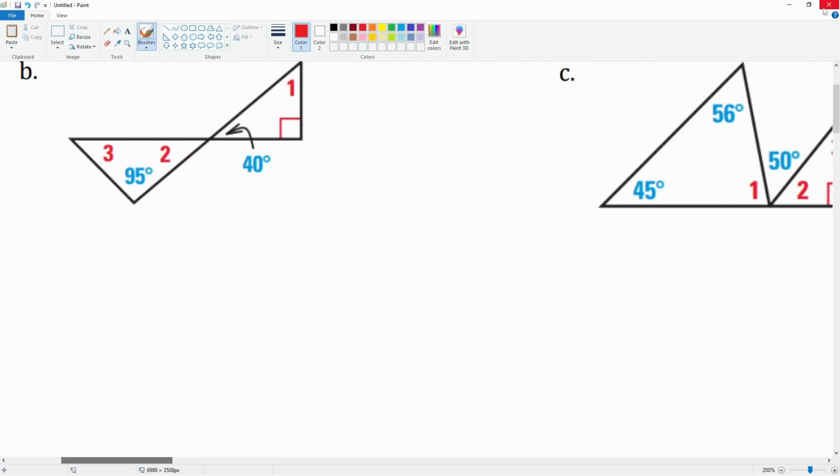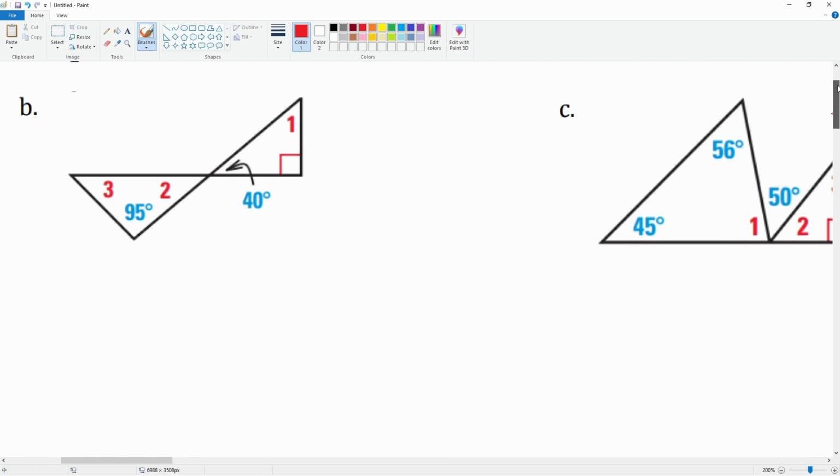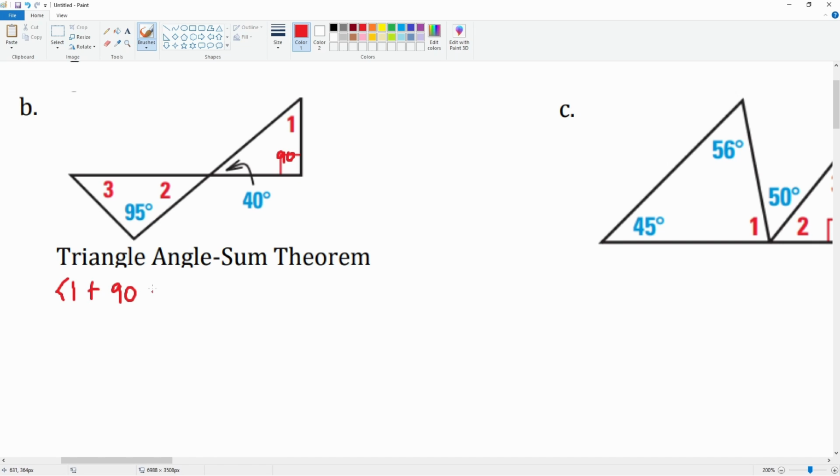Let's look at B here. There are 3 missing angles that we would like: angle 1, angle 2, and angle 3. Let's do it one at a time. Well, I know I can apply the triangle sum theorem here for the triangles. I know that angle 1 plus this 90 degree box plus 40 is going to be equal to 180 degrees because this entire triangle here has to add up to 180 degrees.